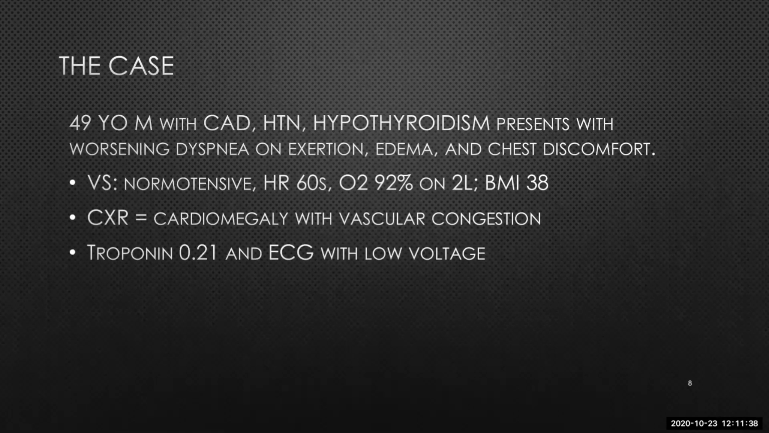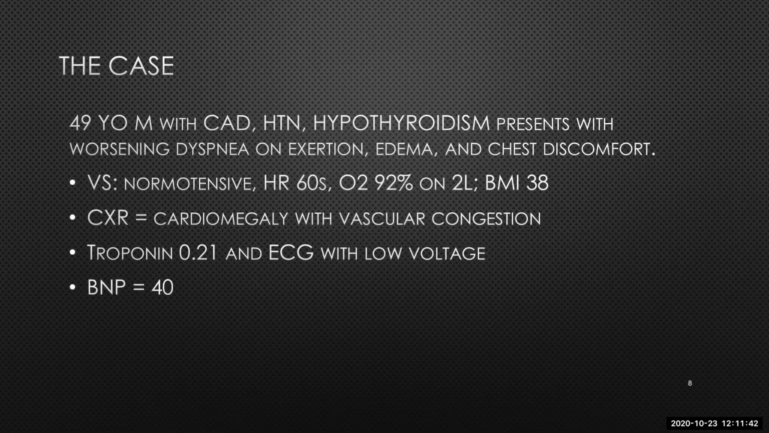Then the troponin is 0.21 and the EKG has low voltage. But you notice that the BNP returns only at 40. And so we're going to talk through how we can use ROC curves to work through this discrepancy, where in some patient you're suspecting they may have heart failure, but the BNP returns quite low.